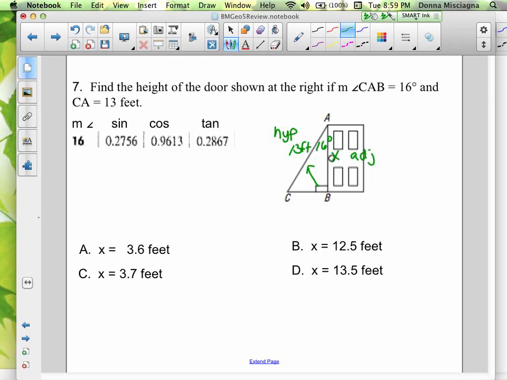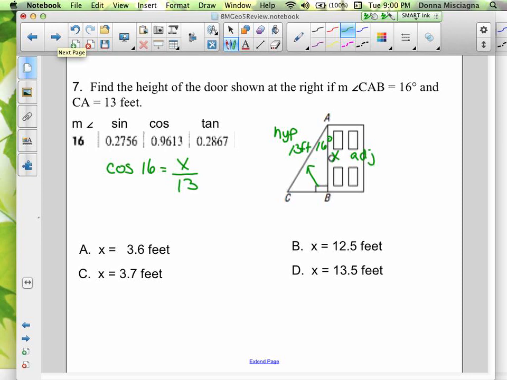And by the way, these are all in your notes, so make sure you're solving them along with me. So you practice it and you've got some examples. All right, so which one of our trig ratios uses hypotenuse and adjacent? Well, that would be cosine. All right, so we have cosine 16 equals the adjacent side, which is x or whatever variable you like, over the hypotenuse, which is 13.